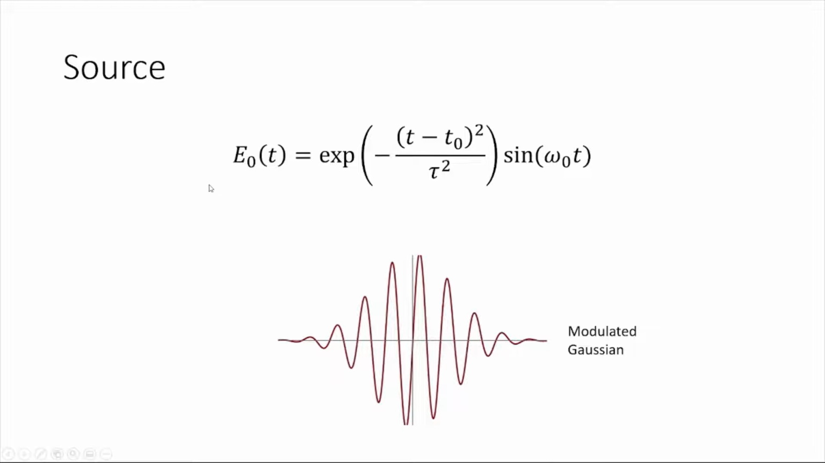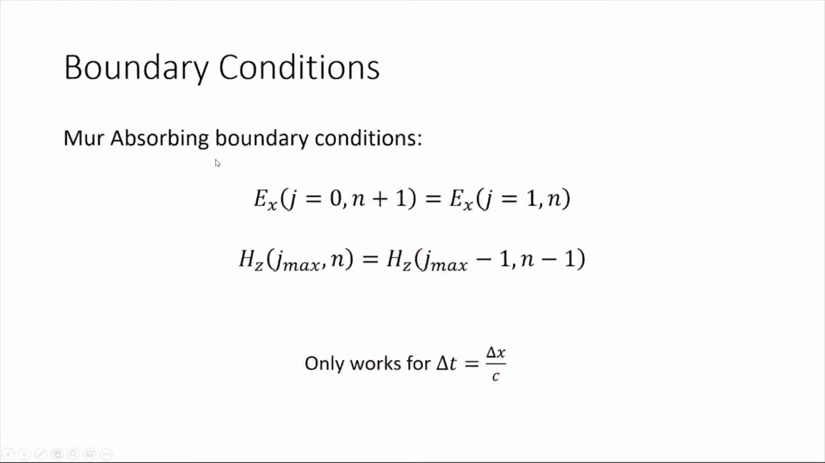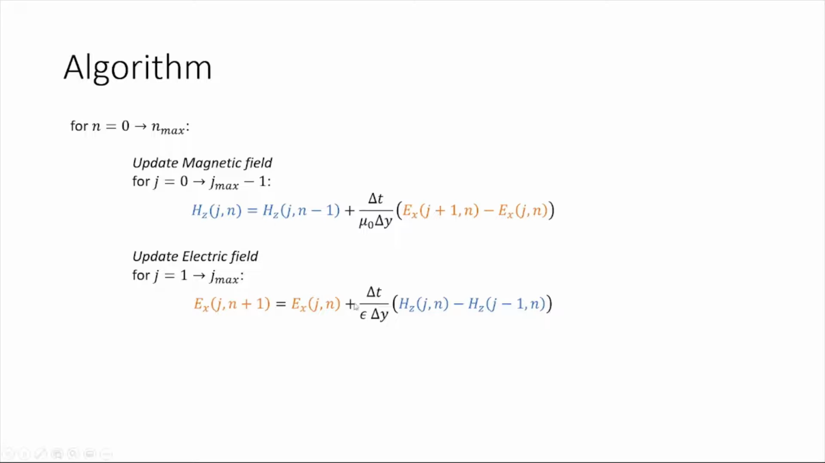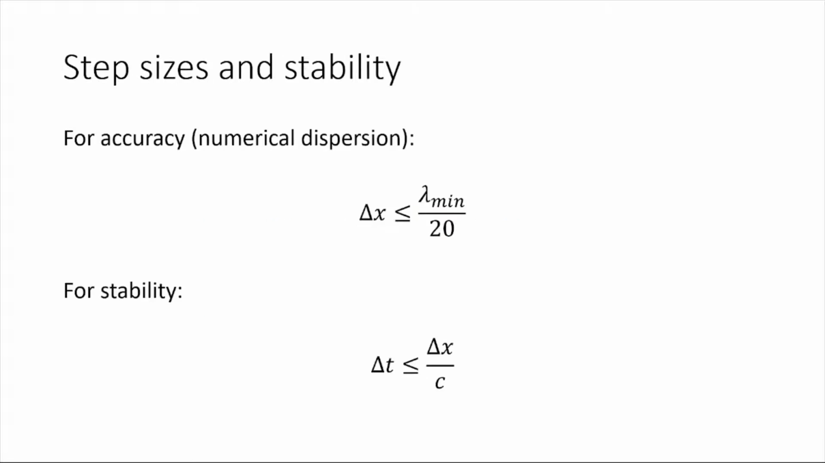And the final thing that we need is a source, right? If we just use this algorithm with the boundary conditions and the right step sizes and all that stuff, well, everything is set to 0 at the beginning. Nothing will get updated, right? You can run this loop a billion times, but your fields will stay at 0. So we need a source.